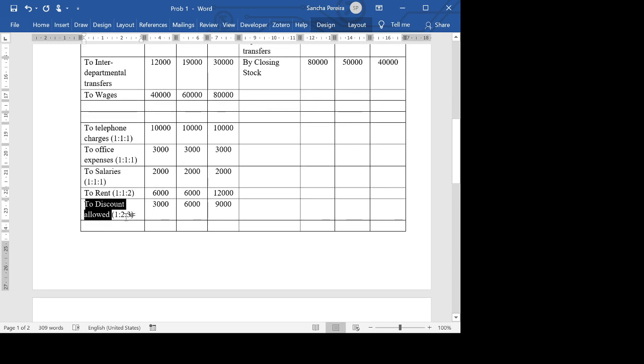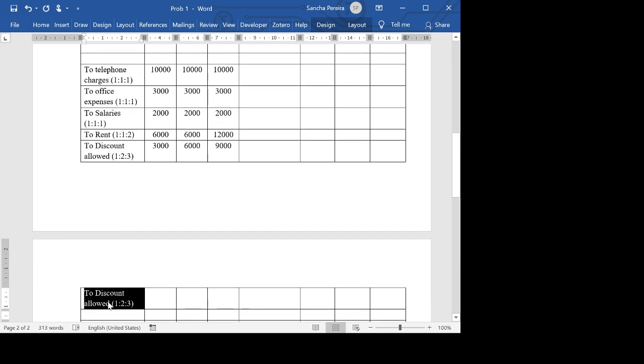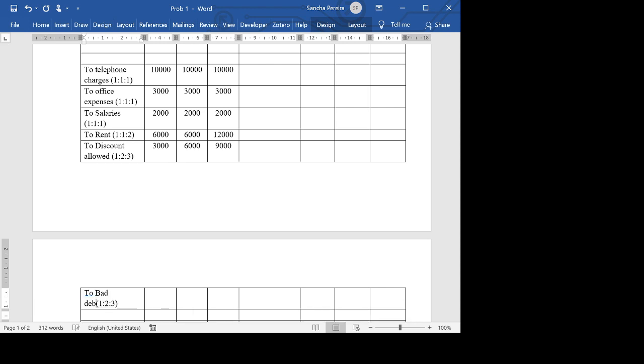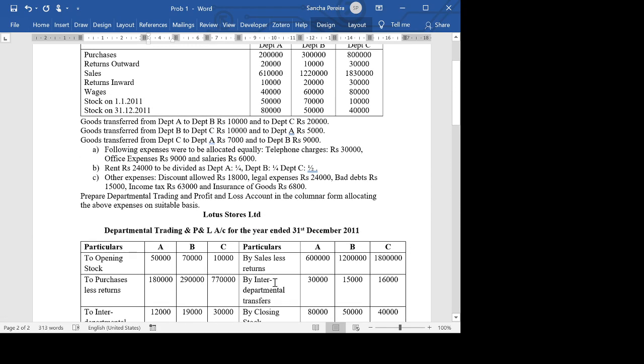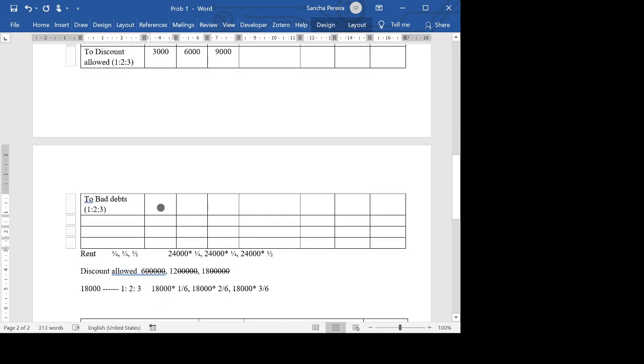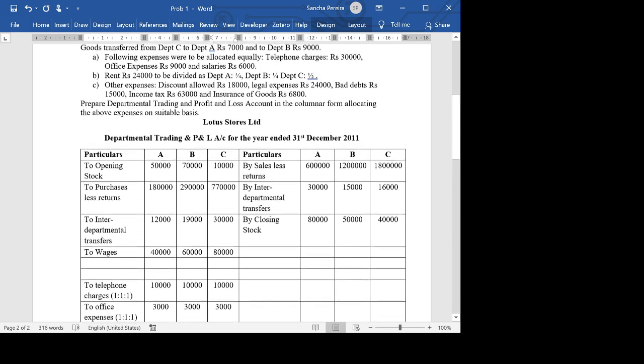Two bad debts. Two bad debts is again based on sales, 1 is to 2 is to 3. That is, you divide 15,000 in the ratio of 1 is to 2 is to 3, and you get 2,500, 5,000 and 7,500. Okay, so two bad debts. And what else do we have to divide?